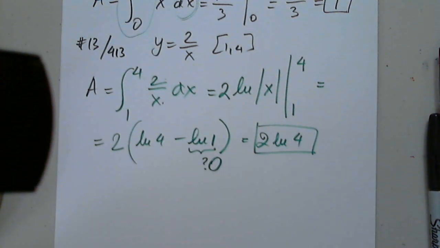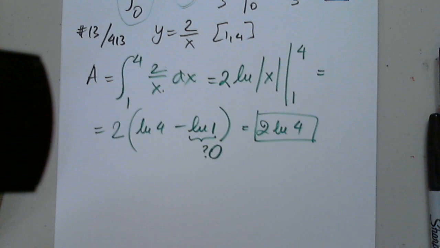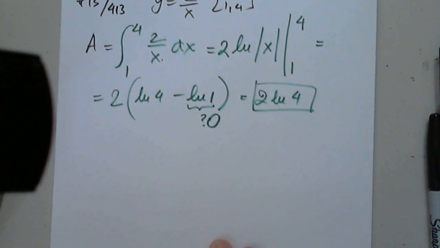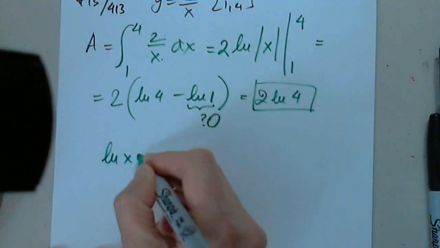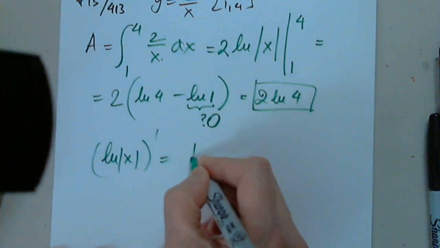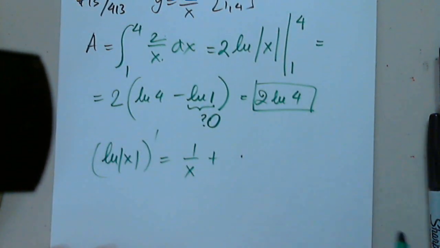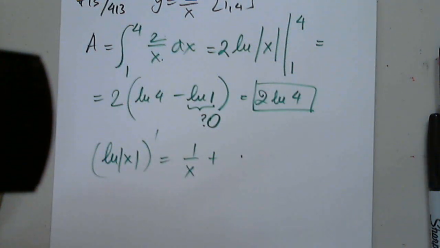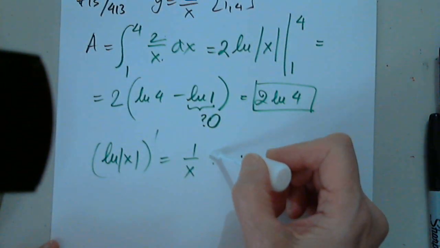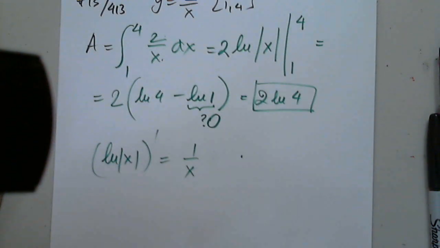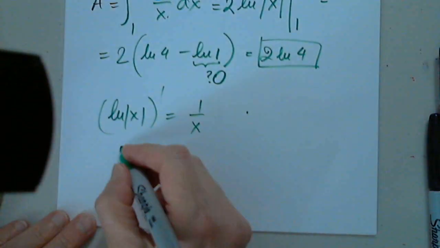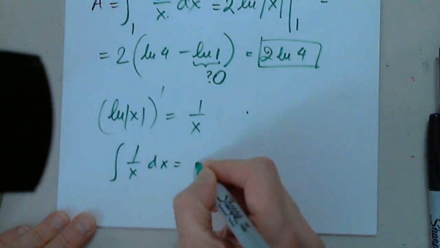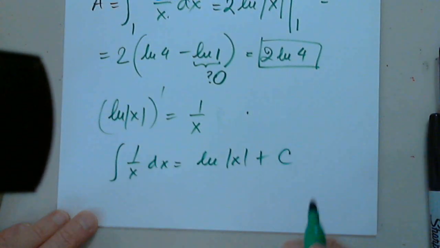Yes, just one question. Please, anything. I kind of got lost with the natural log. There is a formula that we discussed. The natural log of x prime is 1 over x. So when we integrate 1 over x dx, we write natural log of the absolute value of x plus a constant c.